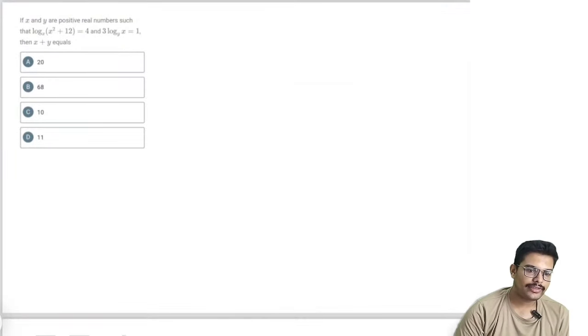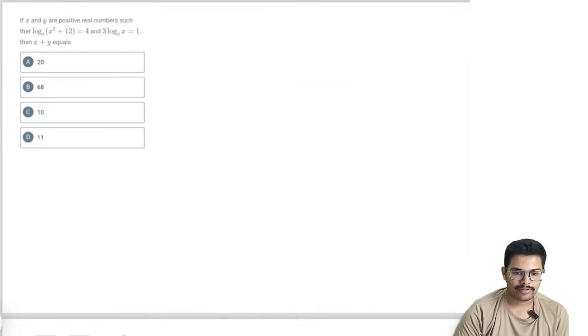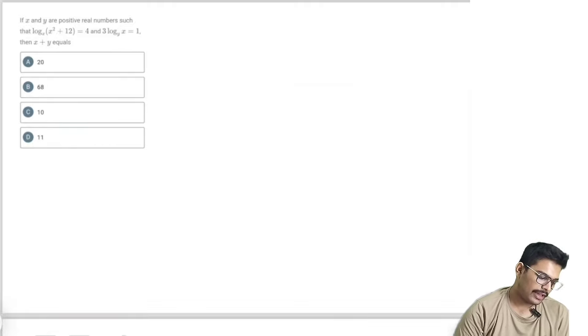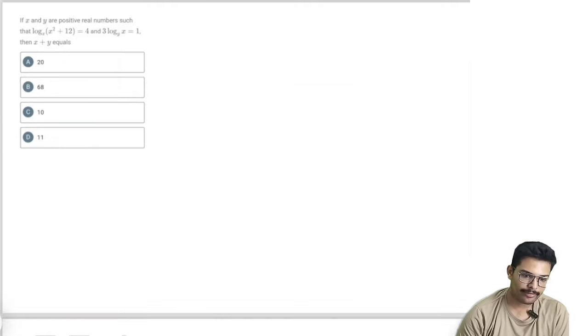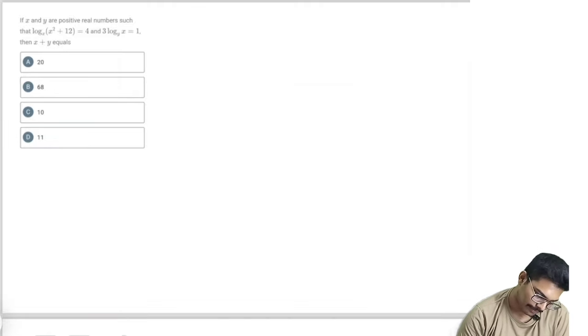Today we will be solving some questions from quantitative aptitude. Let us solve this question. If x and y are positive real numbers, it is already given that x and y are positive, but I will tell you one more thing: x and y both are positive.